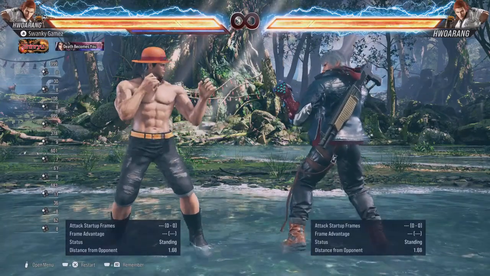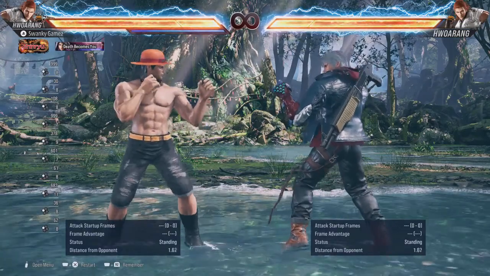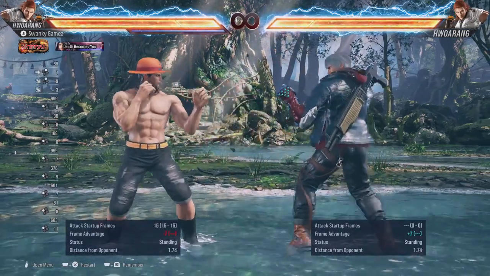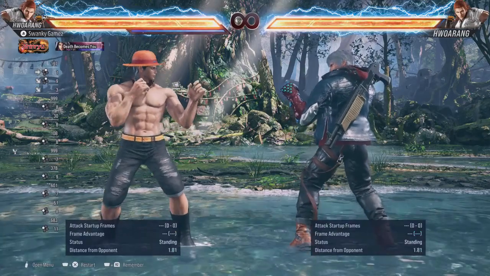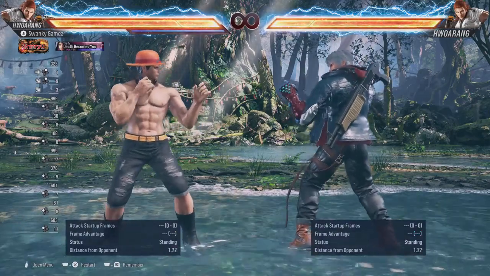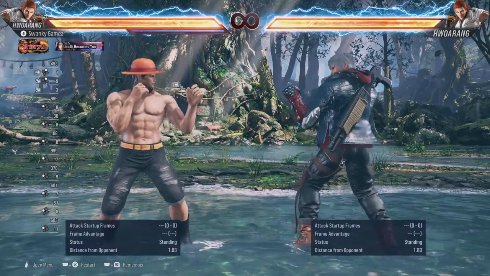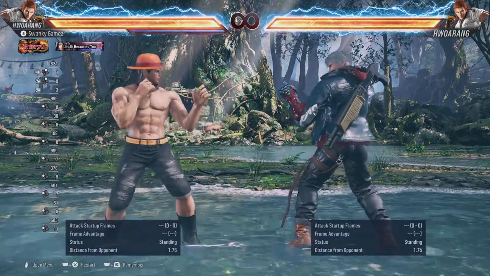And then generally, -15 or worse means that it is launch punishable, which means that you can be thrown into the air and comboed for using that move, which we will get into more details about here in a little bit.